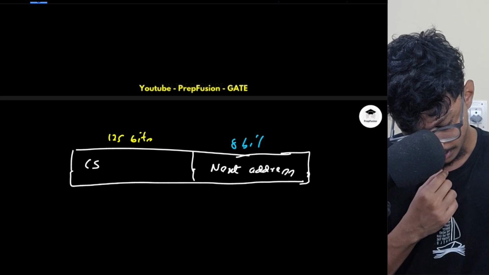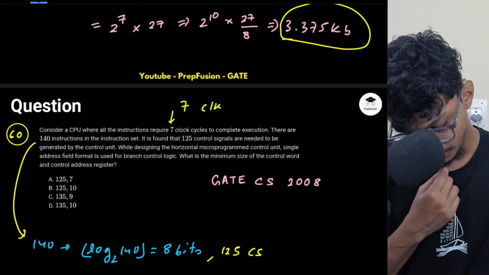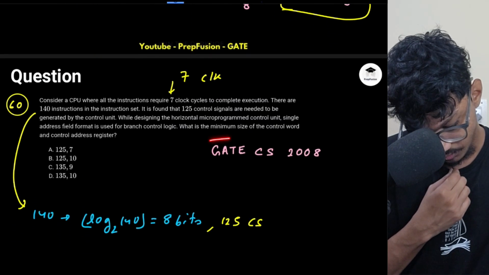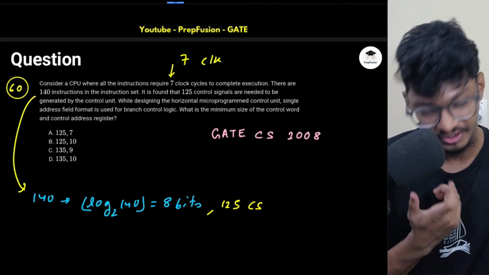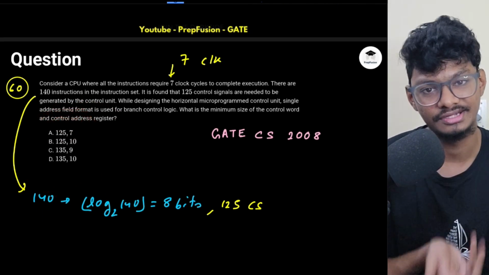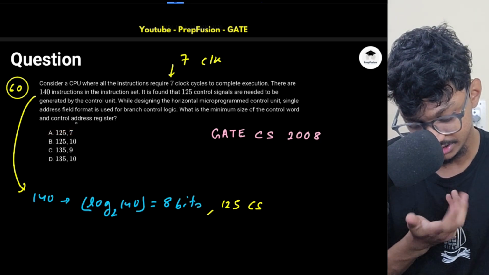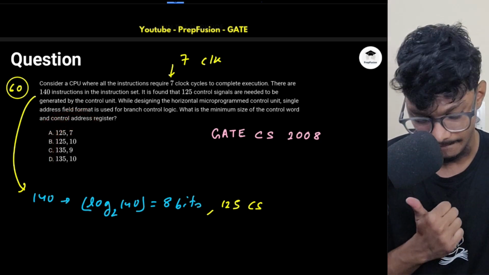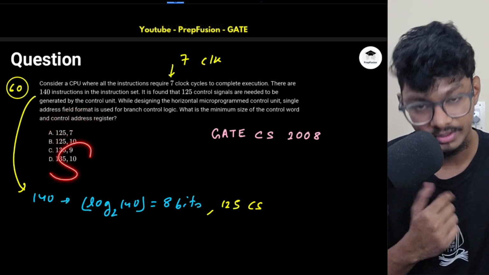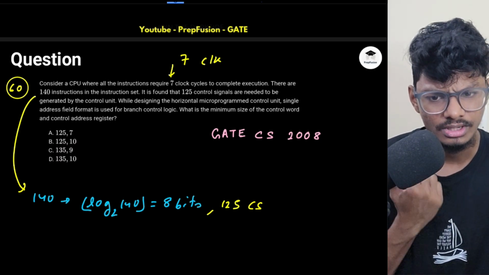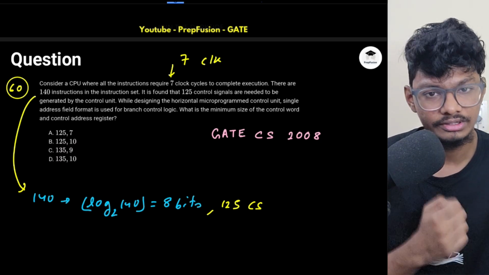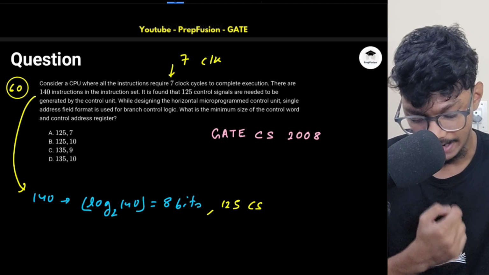They are asking what is the minimum size of the control word and control address register. So 8 plus 125 is 133. You are not seeing that in the options, and the control address register also is not present. The control address register should also be 8 bits, since its address field should have been 8 bits. So what went wrong here?